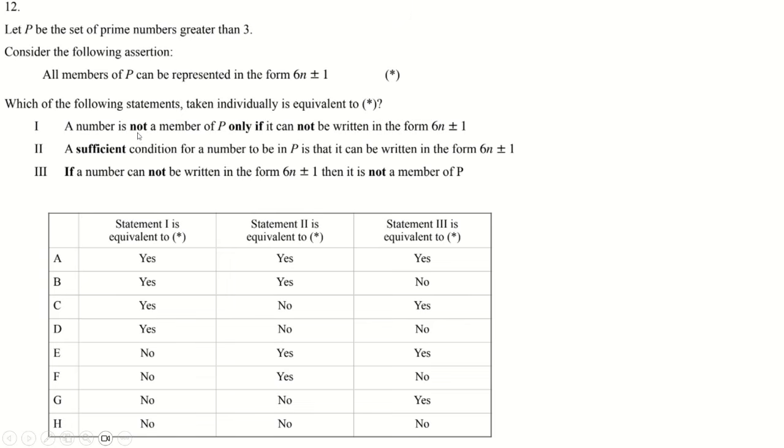So, you know, it's easy to get bogged down in all the stuff here, but counterexamples are pretty much always the way that we go, right? So a number is not a member of P only if it cannot be written in this form. Well, 35 can be written in this form, but it's not a member of this set because it's not prime. So here's an example of a number not being a member of P, but it can be written in this form. So this statement can't be true. And likewise, 35 also deals with this statement for pretty much the exact same reasons.